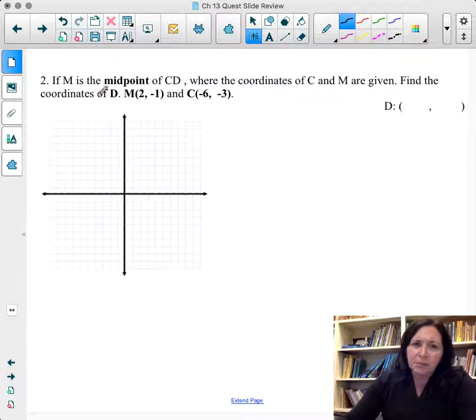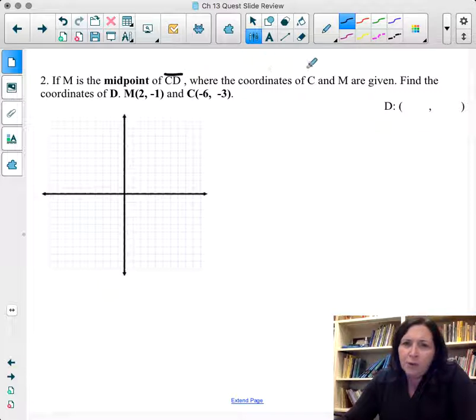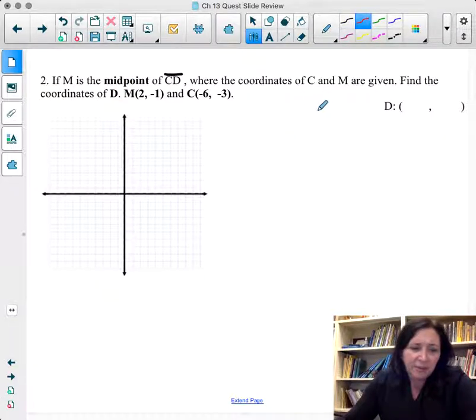So the next question, number 2, said, if M is the midpoint of CD, where the coordinates of C and M are given. So here's C, here's M. We want to find the coordinates of D. I always suggest that you graph this. I'm not sure if you did or not, but let's just graph this for fun. C is -6, -3. So here's C, and I'm going to put that there, (-6, -3).